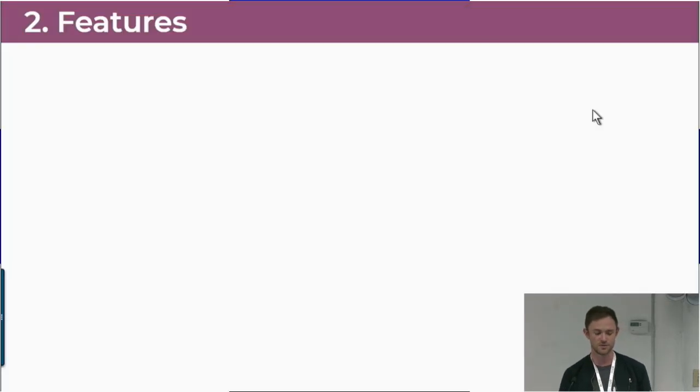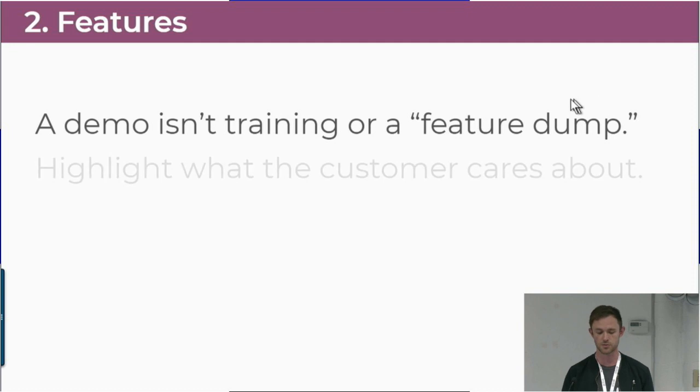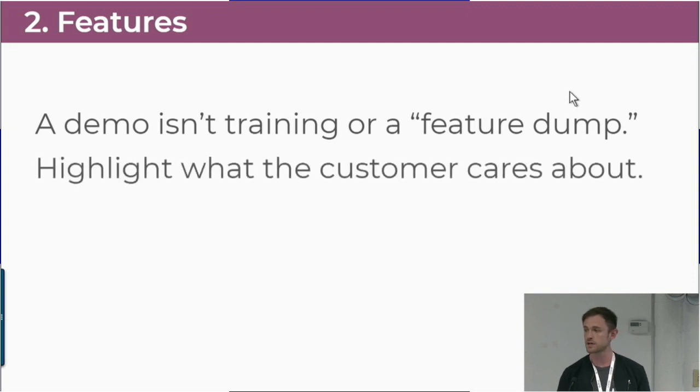All right, so moving on. Number 2, features. I think you might have seen it on screen for a second, but what I did is I actually produced something. Keep in mind, a demo is not supposed to be training. That's a different thing. Training is a different category. A demo should never be a feature dump. Somebody used that phrase a couple months ago, one of the customers I was talking to. Yeah, feature dump is bad. You don't want to just unload a bunch of information. That's really not the purpose. Instead, just highlight what the customer cares about.